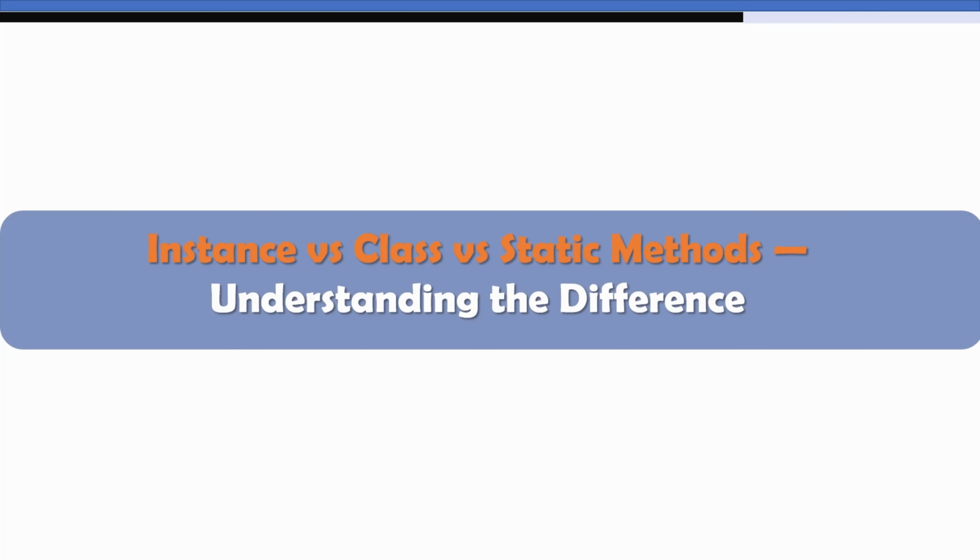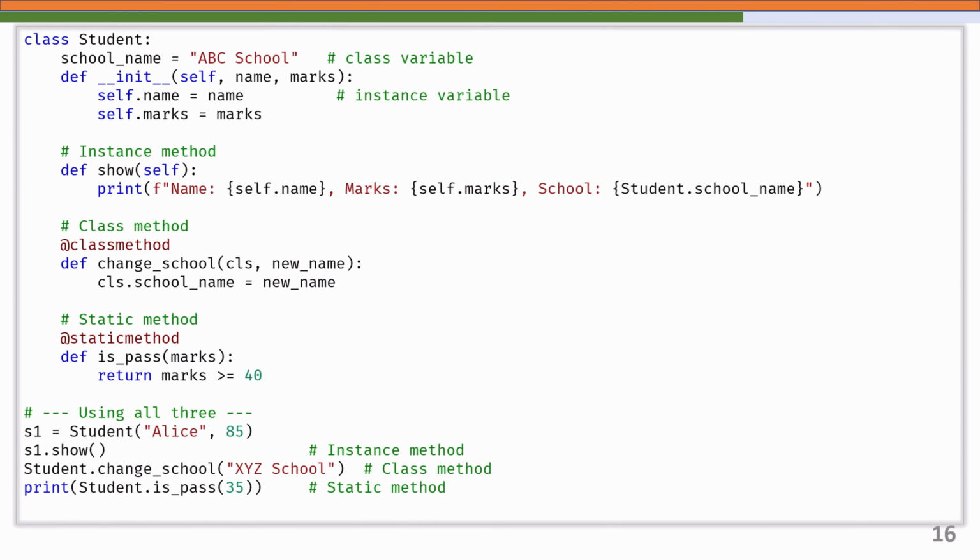So in Python, methods inside a class can be of three main types: instance, class, or static methods. Each type behaves differently depending on what data it works with and how it is called. So here's an example class named Student. It has a class variable named school_name, and then we define an initializer that initializes the instance variables named name and marks. Now we have written three methods: one is the instance method, the other is the class method, and thirdly the static method.